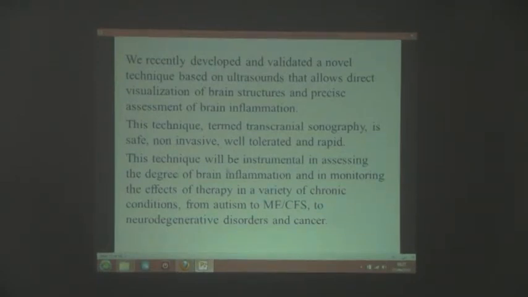And in the future, hopefully, it will be instrumental in assessing the degree of brain inflammation and in monitoring the effects of any therapy, including, of course, Gcmaf, in a variety of those chronic diseases, from autism to CFS to neurodegenerative disorders and cancer, where the systemic and the brain inflammation play a part. Please consider that, again, when you deal with cancer, of course, your principal enemy is the cancer in itself, but the organism is responding to the cancer with a diffuse inflammation, and to decrease the diffuse inflammation is something beneficial in any case.